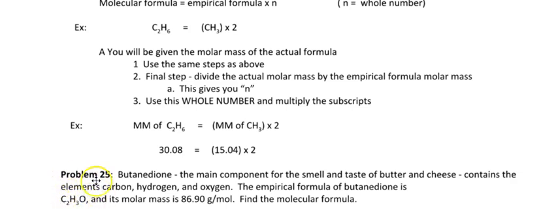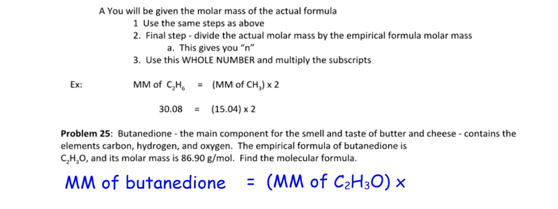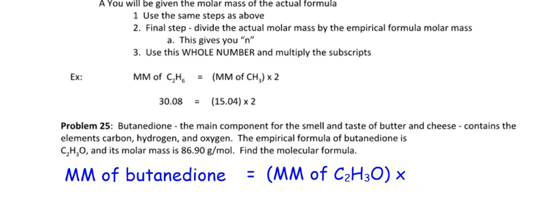This is an empirical formula. It doesn't have to be the molecular formula, okay? This is the smallest whole number ratio of the carbon, hydrogens, and oxygens, okay? So this is what I did. Molar mass of the butanedione is equal to the molar mass of the empirical formula of the butanedione times some number x. So now plug in these values.